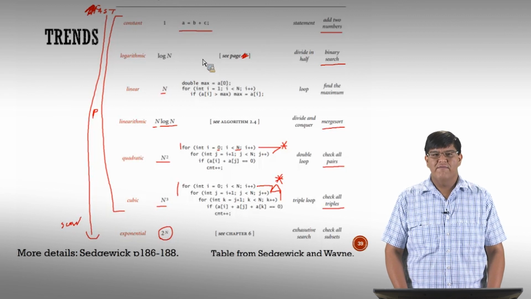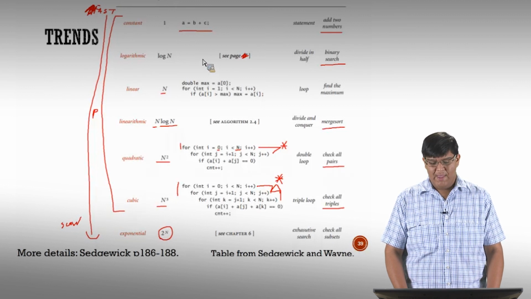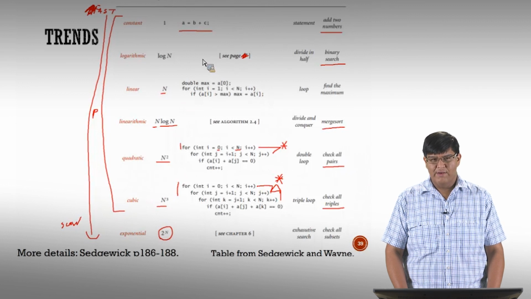All right, so that's an overview of some general trends in code and what sort of growth functions they may have, what kind of complexity class we may have. Later on, we'll go in and do some more examples looking at code and actually deriving growth functions for them.